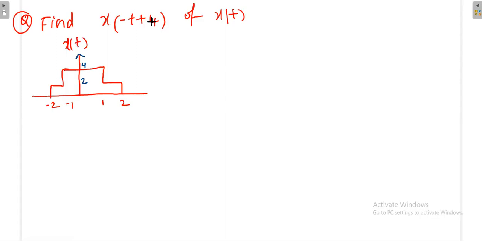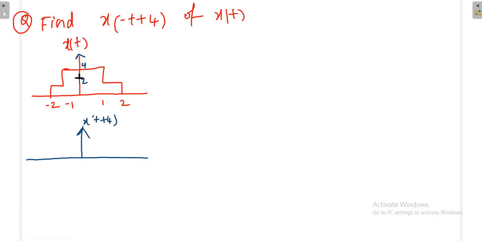I will do it by both methods. Then finally we'll see which one is correct. Now, what I'm going to do from this, first I will apply shifting. So from this I will find out x of t plus 4. Once you find x of t plus 4, what happens? Now I'm going to write x of t plus 4.